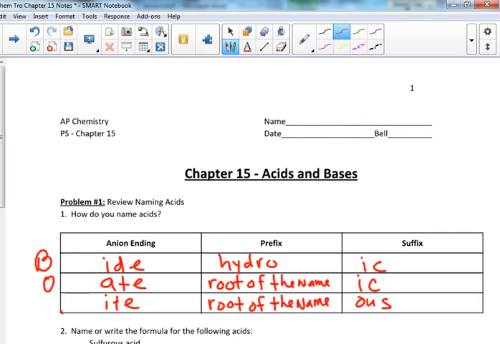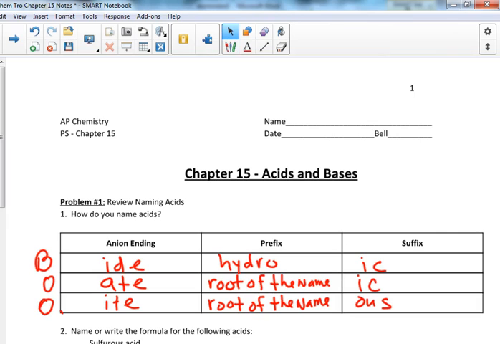The next type of oxyacid is the polyatomic ion that ends in ITE. So you again use the root of the name. In an oxyacid, you do not name the hydrogen, even though it's in there. So you use the root of the name, and you change the ITE to OUS. So nitrite would go to nitrous. Sulfite would go to sulfurous. So there's a couple examples.